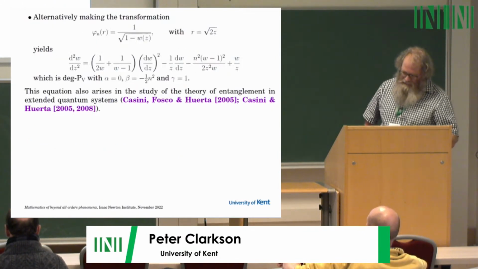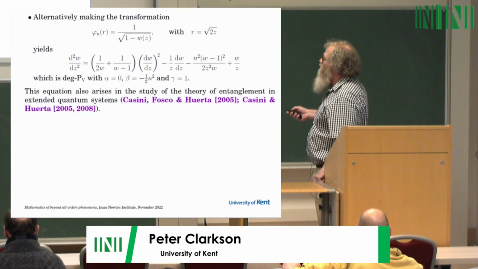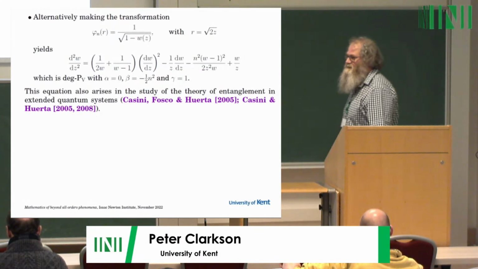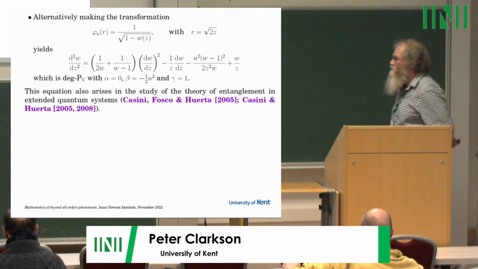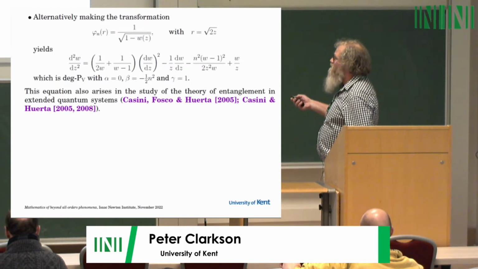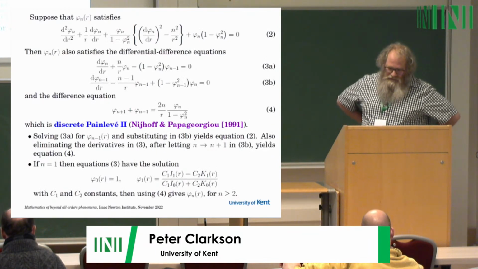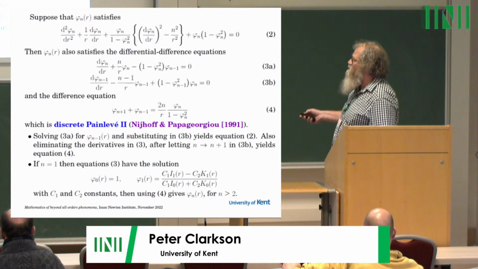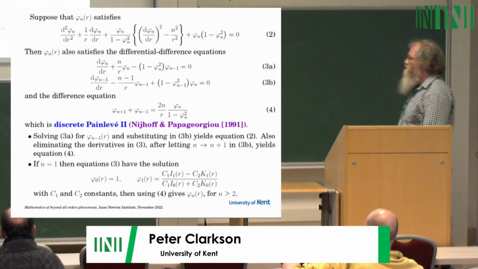You can also turn it into degenerate Painlevé V using this transformation, but that's not one of the ones allowed in the classification. From the point of view of trying to get solutions, it is certainly valid, as I've turned it into an equation I can solve. So now this is a case of degenerate Painlevé V. And from there, we also know that it satisfies these differential difference equations, for which you get discrete Painlevé II out by elimination of the derivative. You can also get the differential equation by eliminating the difference as well.